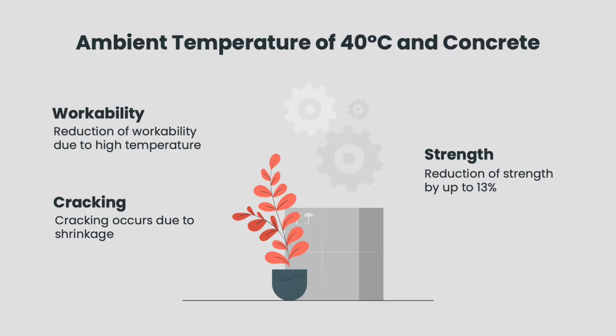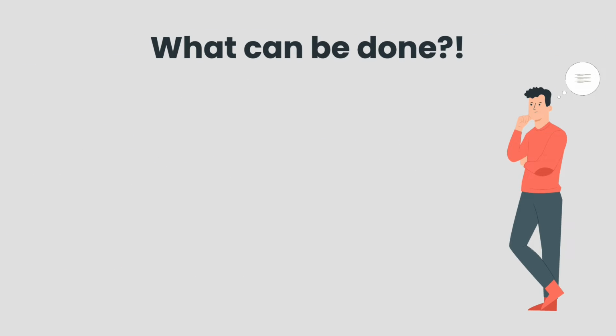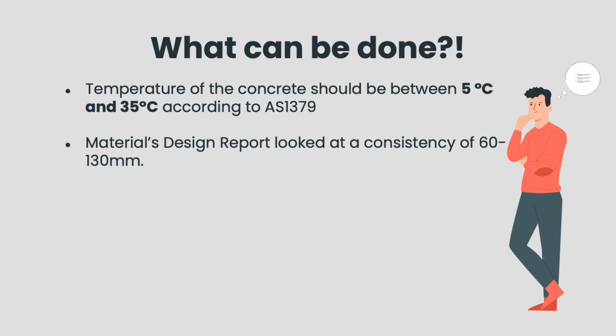According to AS 1379, the concrete consistency grade used in this situation is a plastic consistency grade, which requires a slump of 60 to 130 mm, with 80 mm being ideal. If additional water is added to the concrete mix at higher temperature to maintain or restore workability, the water cement ratio will increase, resulting in a loss of potential strength and durability.